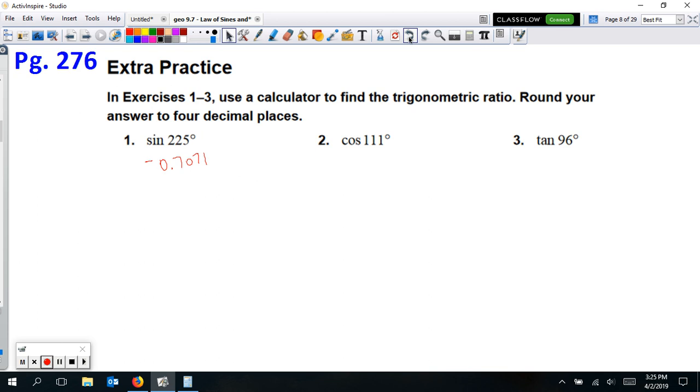So this one is going to be negative 0.7071. Remember it says 4 decimal places. For the cosine of 111, that was negative 0.3584. And for the tangent of 96, that was negative 9.5144. If you didn't get those right, go back to your calculator and see what you did wrong and what you need to do to get those answers correct. If you're still struggling, then see me in class and I'll help you out.